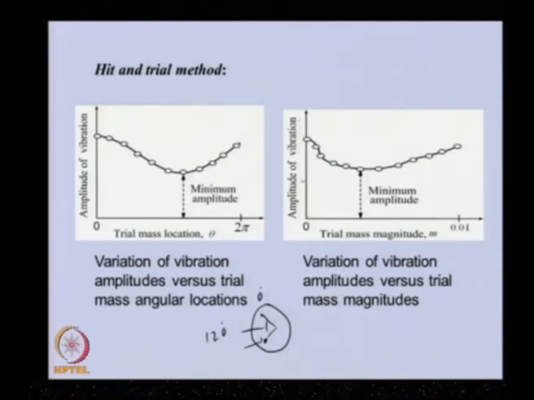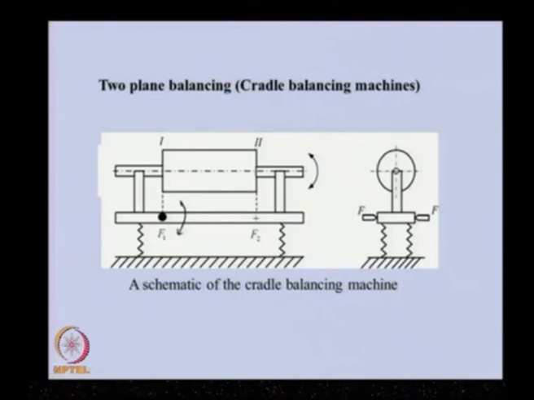All the measurements we are doing at the same speed, and we will plot how the amplitude varies for different trial masses. Wherever the minimum amplitude is, that particular mass will be the correction mass in plane 2. So, from this we got the angular position, and from this we got the magnitude of the unbalance. Now, we could get the correction mass in plane 2 by this hit and trial method.